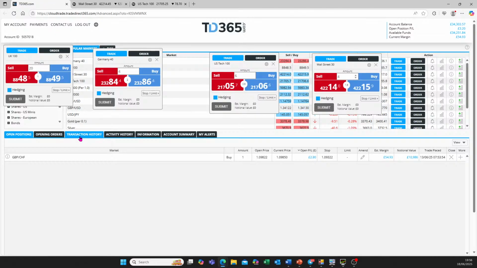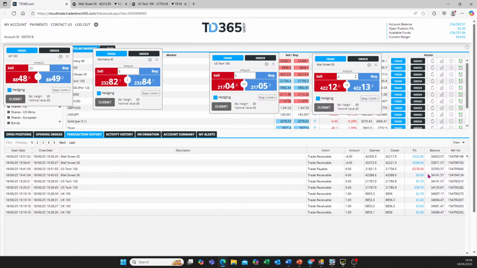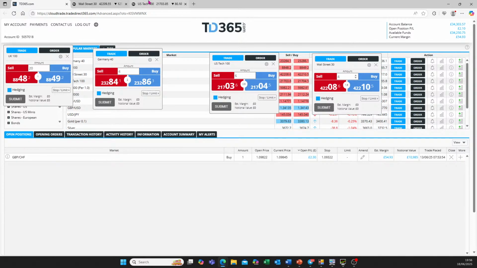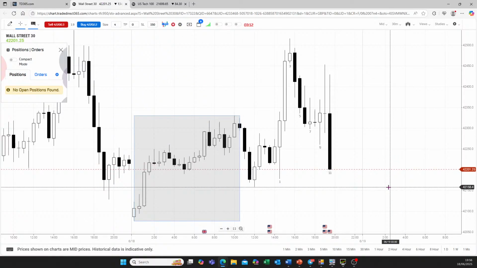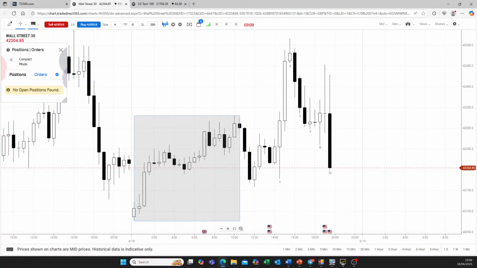Let me just show you the transaction. So I lost 378 on the Nasdaq, but I made 330 and 200. So overall pretty good. Do I think there's more to it? Yeah, but I'm tired and I just wanted to demonstrate the rule of 4 for you. And I think I have done that sufficiently.